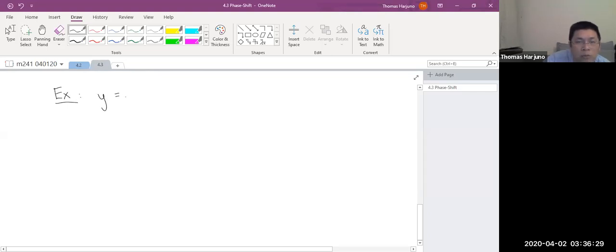Try y equals 4 minus 3 cosine of x plus, let's say, pi over 4. How many minutes do you think you need for this? 5. Okay, 5 minutes. The center is 4. The amplitude is 3. The phase shift, as you will see later on, is negative pi over 4. Okay, I'll give you 5 minutes.